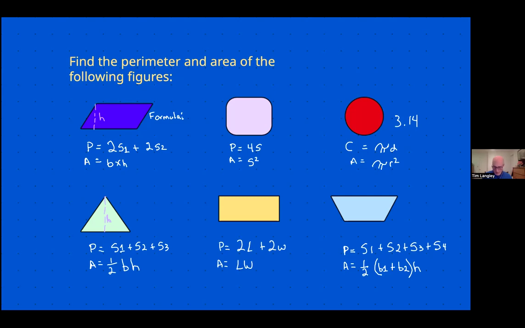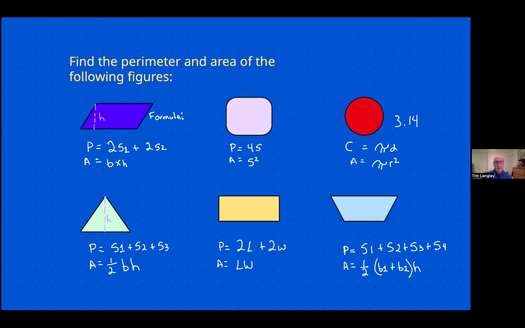Now, let's see here. Yep, I've got a calculator here. Let's go to the next slide. So remember, what I want you to do is create a cheat sheet like this with all the formulas, and then also practice a little bit, finding areas and perimeters or circumferences of a few shapes. And that should do it. That should prepare you.